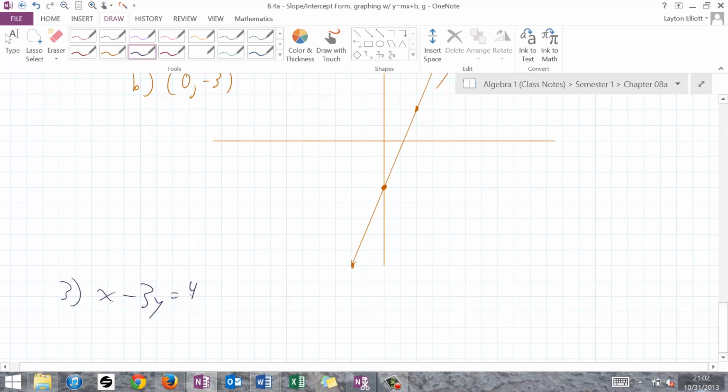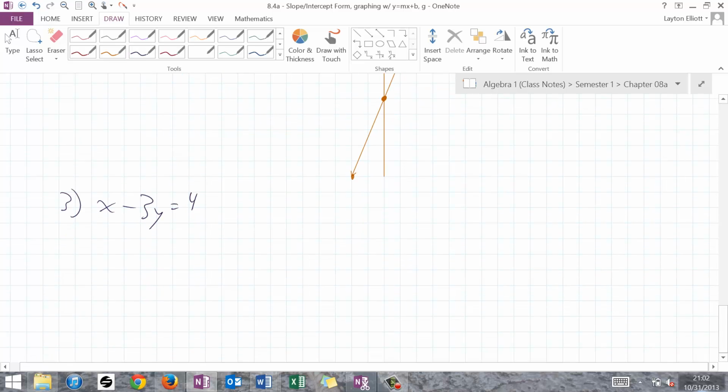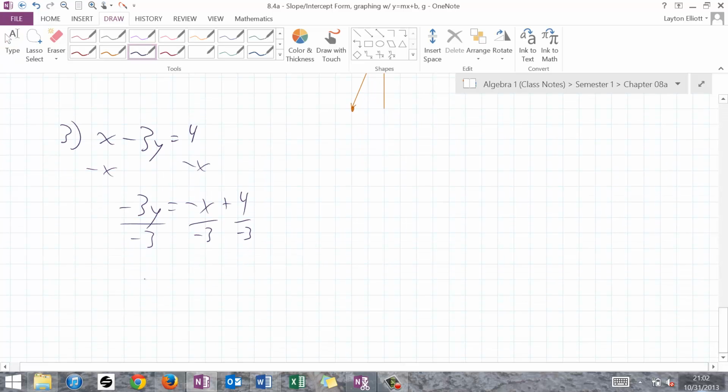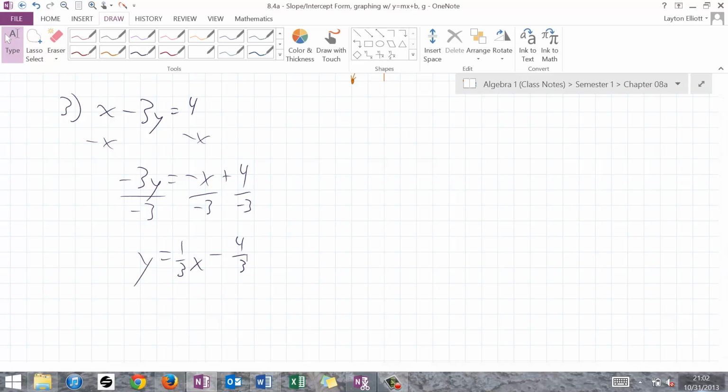So if I do x minus 3y equals 4, then I want to subtract x, and I get -3y equals -x plus 4. Divide by -3, and I get y is equal to 1/3 x minus 4/3. Well, that's a little tricky. That one's not so easy.